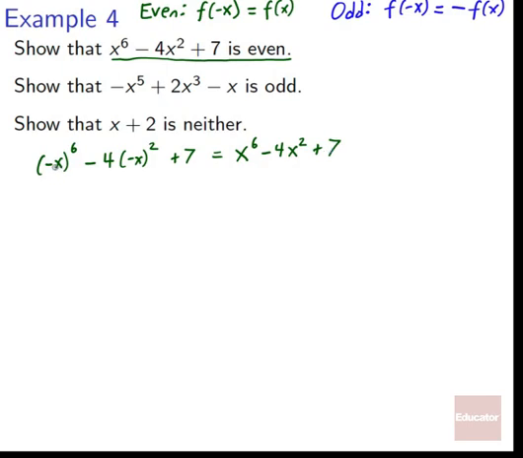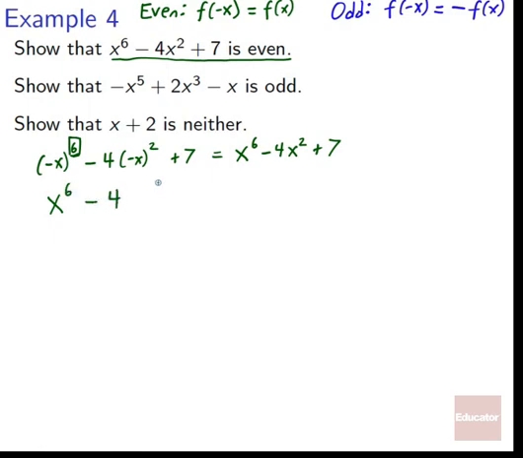Great. So negative x to the sixth, remember, negative times negative cancels out to positive. We've got a 6 up here, right? We're raising it to the sixth power, so we've got an even number of negatives. Negative and negative cancel, negative and negative cancel, negative and negative cancel. That's a total of 6 negatives, and they all cancel each other out. So negative x to the sixth is the same thing as x to the sixth. Minus 4, same thing here.